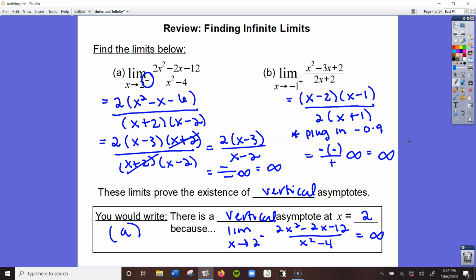So for this one, you would state there is a vertical asymptote at x is equal to negative 1 because the limit as x is approaching negative 1 from the right of x squared minus 3x plus 2 over 2x plus 2 is equal to infinity.